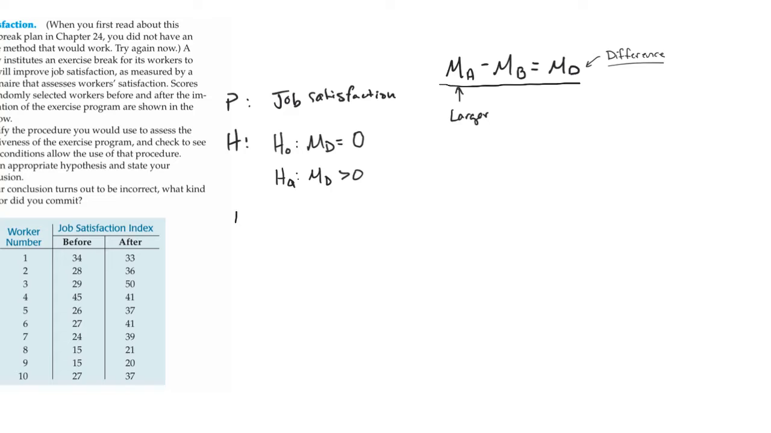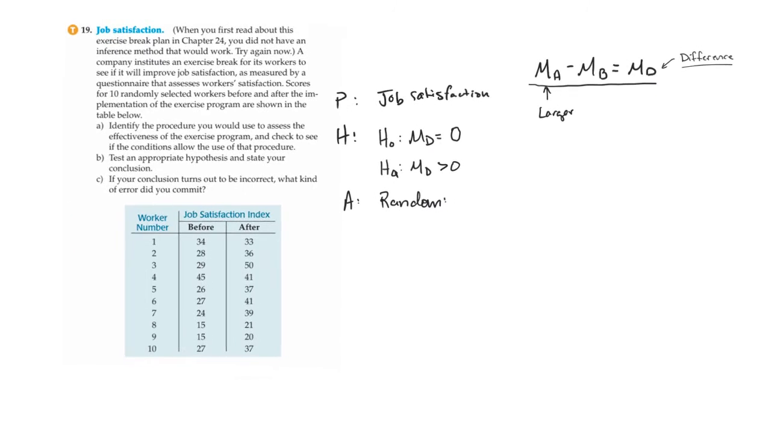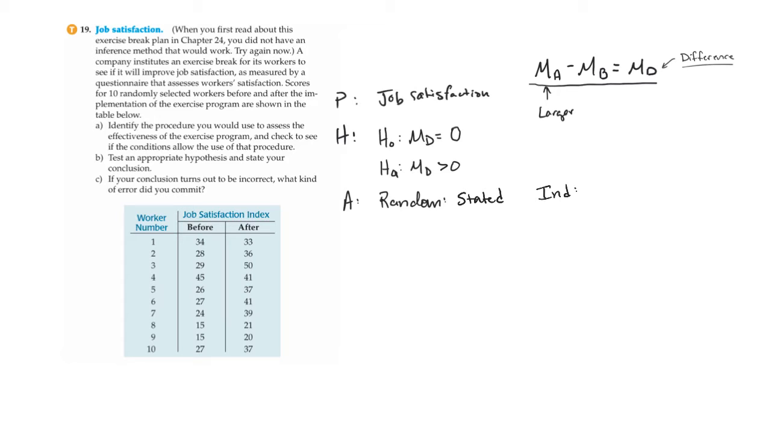All right. My assumptions. Now, this isn't a whole lot different than a 1-sample test. We have randomness. In this case, yeah, it is random. Sorry, it's stated in the problem. It's stated randomness. We have independence. Now, this is the person's opinion about their job is independent of another person, right? So people's opinions are independent.